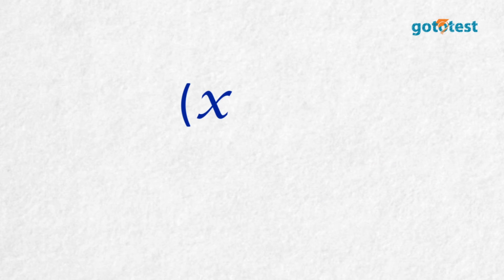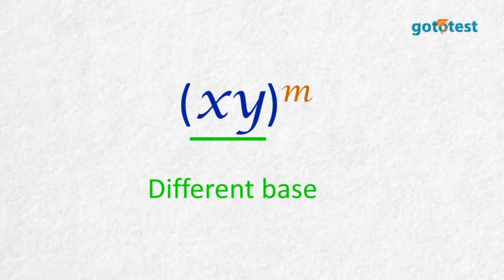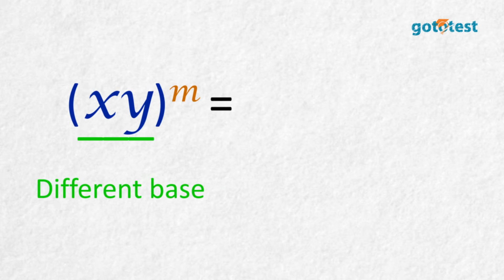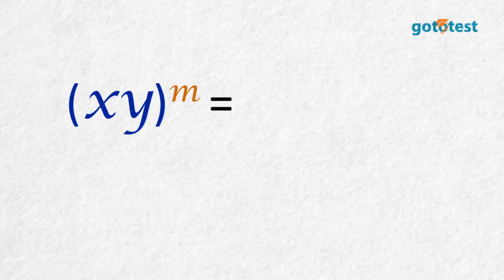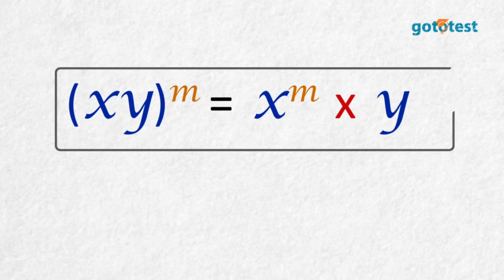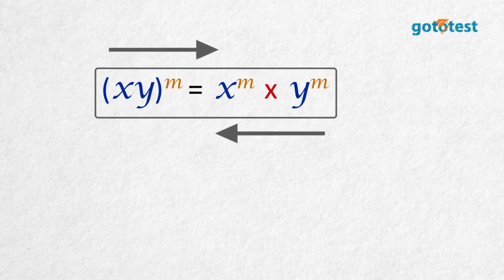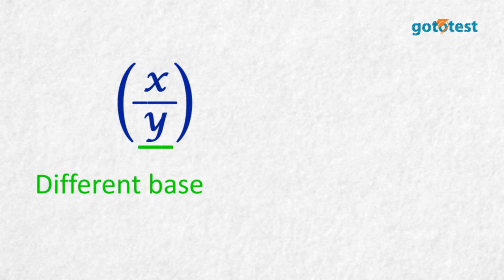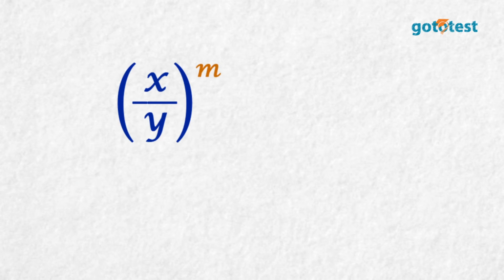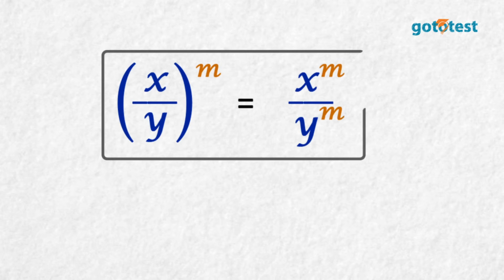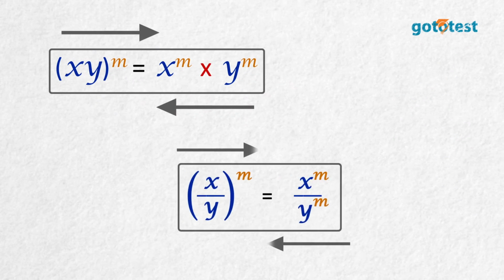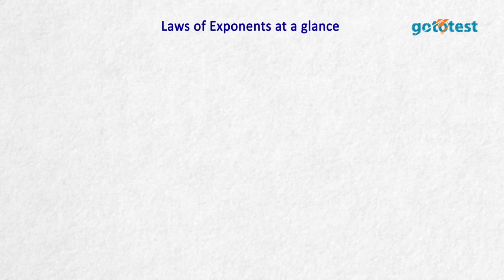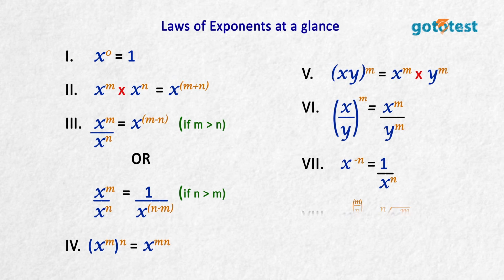When two numbers are in the exponent form but with the different bases x and y are multiplied and are raised to the same exponent m, then it's the same as x raised to m multiplied by y raised to m. Remember, the reverse is also true. When two numbers in the exponent form but with different bases, x and y are divided and are raised to m, the same exponent, this is the same as x raised to m divided by y raised to m. Remember, the reverse is also true. Now, let us look at all the laws we have revised together.